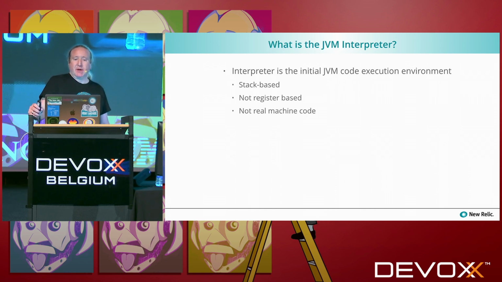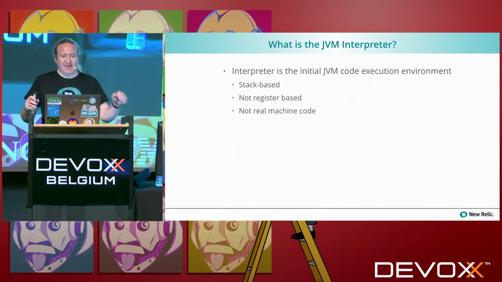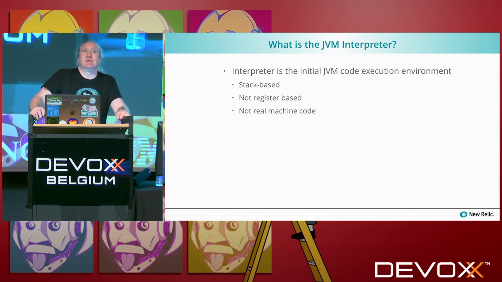Okay, so the interpreter is the initial code execution environment, and in our case, it's the only code execution environment because there's no JIT compiler. It's stack-based. Now, hands up if you know what it means when I say the JVM interpreter is stack-based. Okay, about half the room. For everybody else, what I don't mean is that it has a call stack. Yes, it does have that, but it's not the only stack it has.